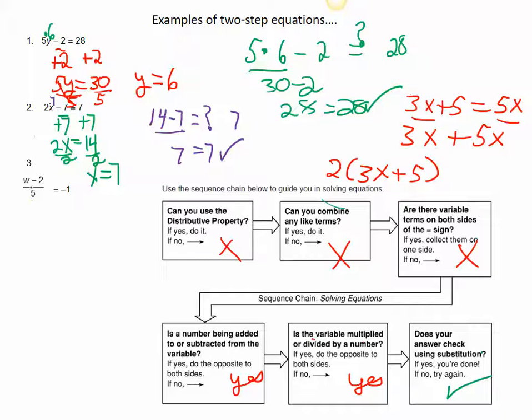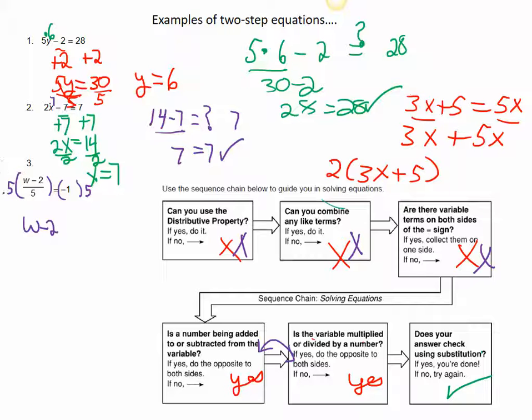Now number 3 is a little different. There's no distributive property. There's no like terms. There's not a variable on both sides. There is a number being added to or subtracted from the variable, but in this case, we have to switch the order of these two things because we have w and it has 2 subtracted from it, and then that whole thing is being divided by 5. So in this one, remember, we actually have to multiply both sides by 5 first. So these two things sometimes are switched.